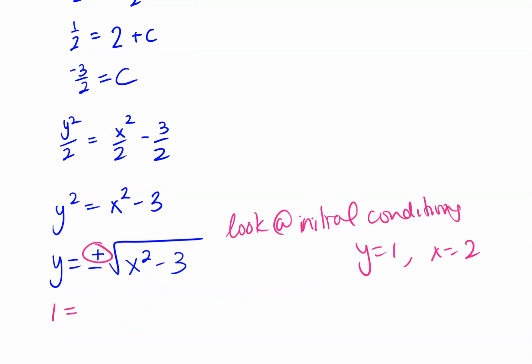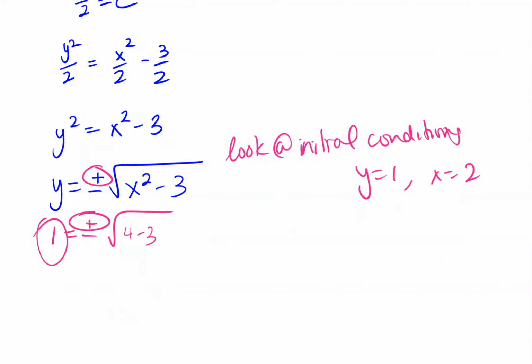So I need to make sure it's valid. Plus or minus? Let's see, 2 squared is 4, minus 3 is 1. So clearly this has to be the positive one because I have a positive y. So I have y is equal to the positive root of x squared minus 3.